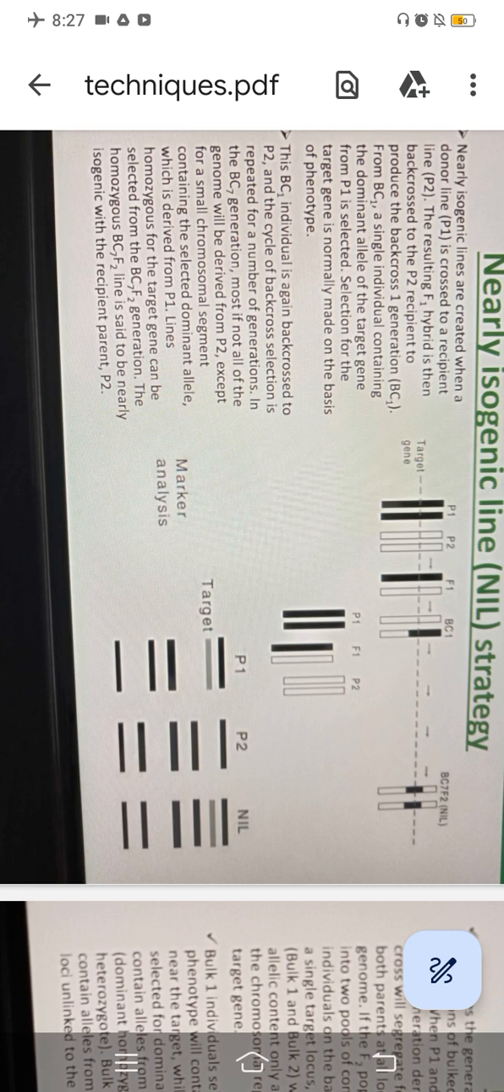Selection for the target gene is normally made on the basis of phenotype. This BC1 individual is again backcrossed to P2, and the cycle of backcross selection is repeated for a number of generations. In the BC7 generation, most, if not all, of the genome will be derived from P2 except for a small chromosomal segment containing the selected dominant allele, which is derived from P1. So lines homozygous for the target gene can be selected from the BC7F2 generation. The homozygous BC7F2 line is said to be nearly isogenic with the recipient parent P2.